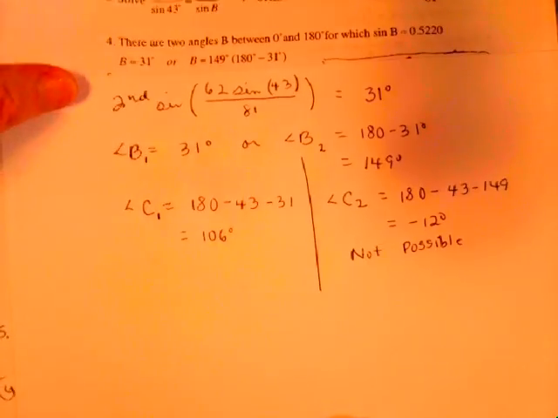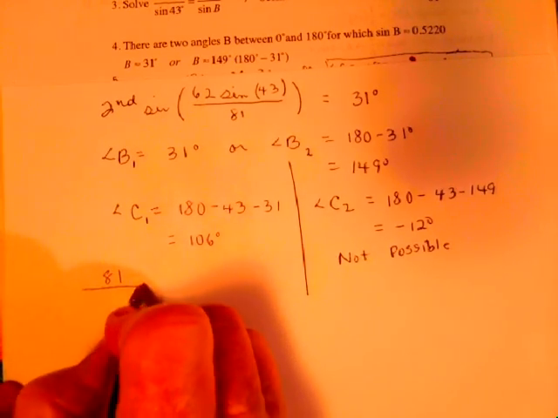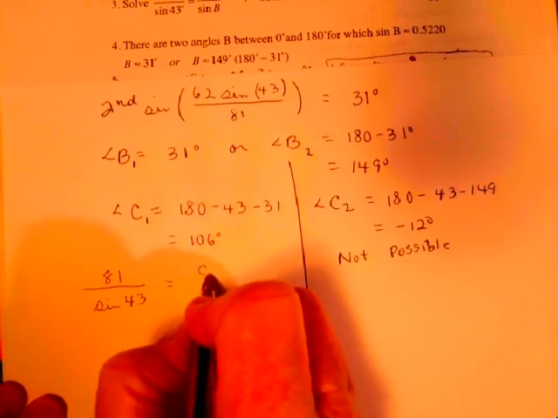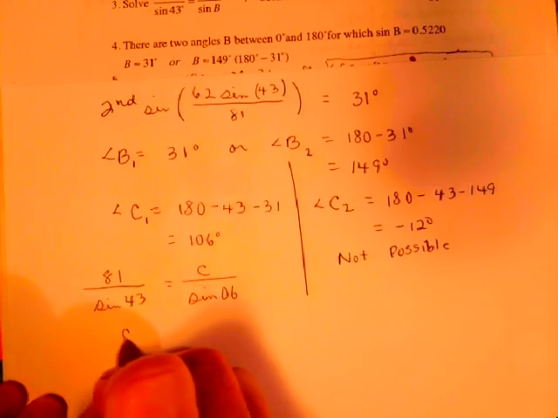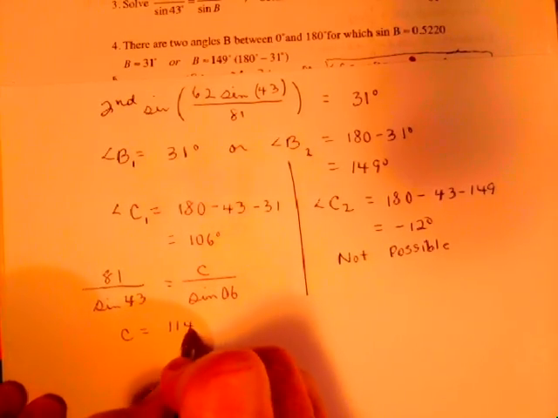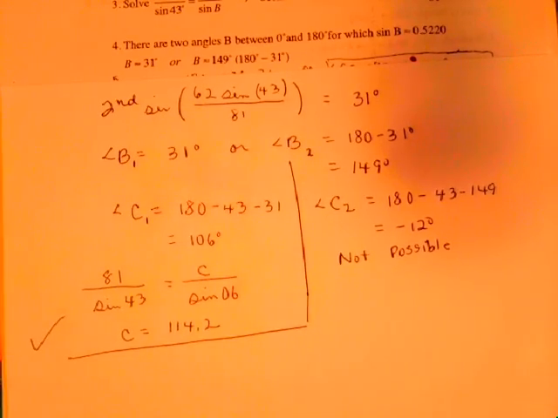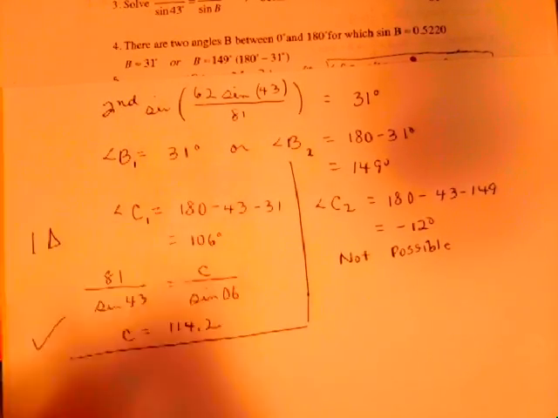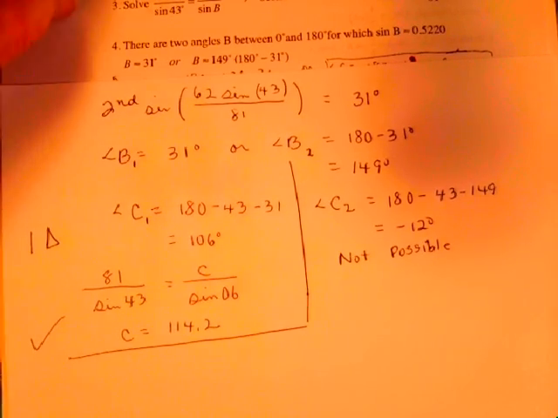Finish this out. 81 is to the sine of 43 as C is to the sine of 106. When you do that, you're going to come out with C equals 114.2. Check mark. You got it solved. This one had one triangle. Example 2.